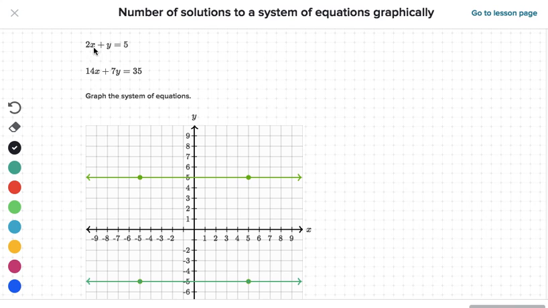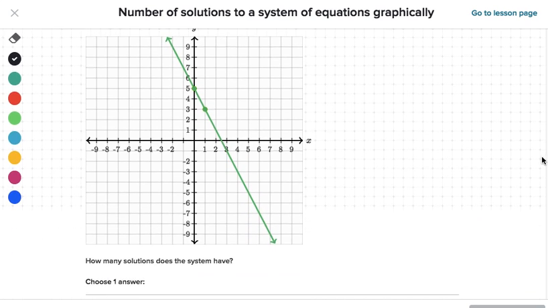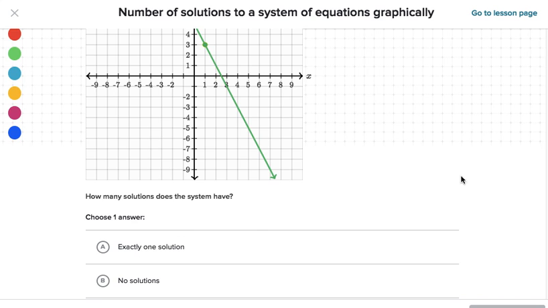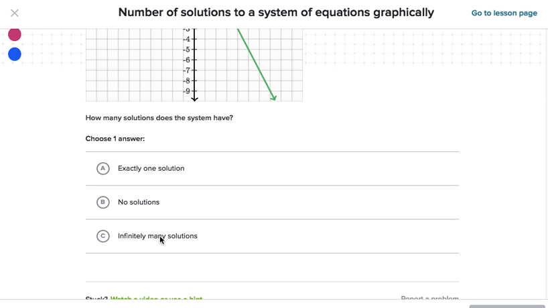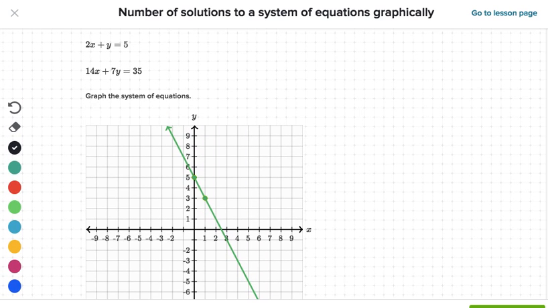This one here has a y-intercept of 5 over 1, using k and j, so a y-intercept of 5, and a slope of -2 over 1, so down 2 and across 1. This one here, y-intercept of 35 divided by 7 is also 5, and a slope of -14 divided by 7, which is -2 as well. You can see these two lines are essentially the same line, just given in different ways. So this system has infinitely many solutions, because at every single point along that line, they're intersecting.